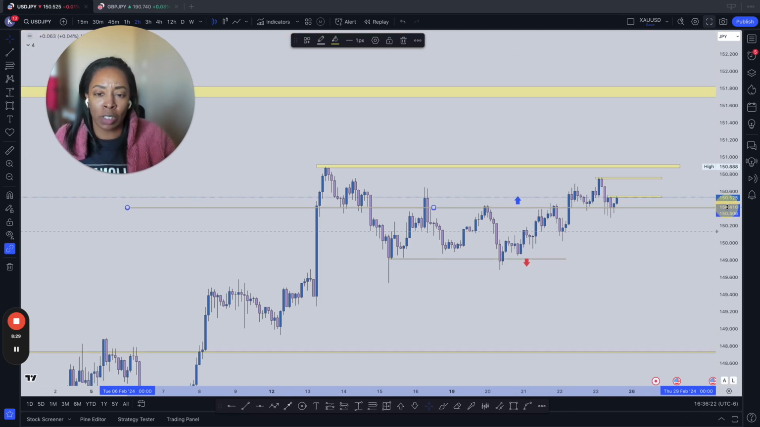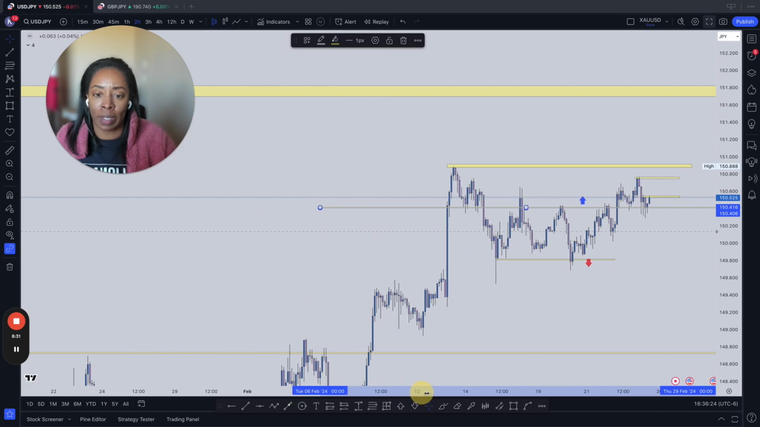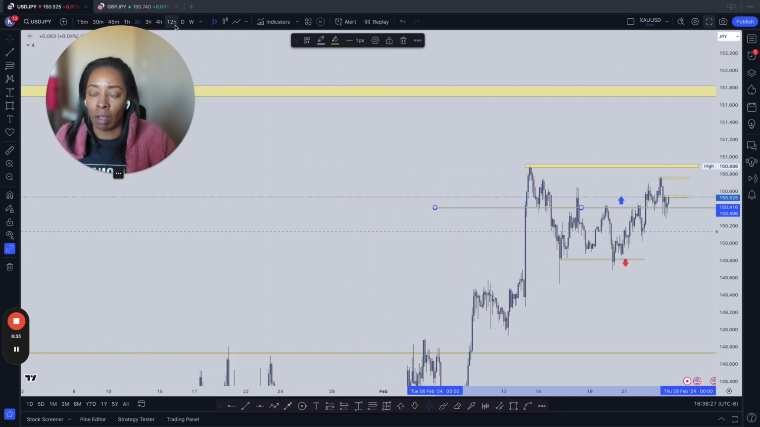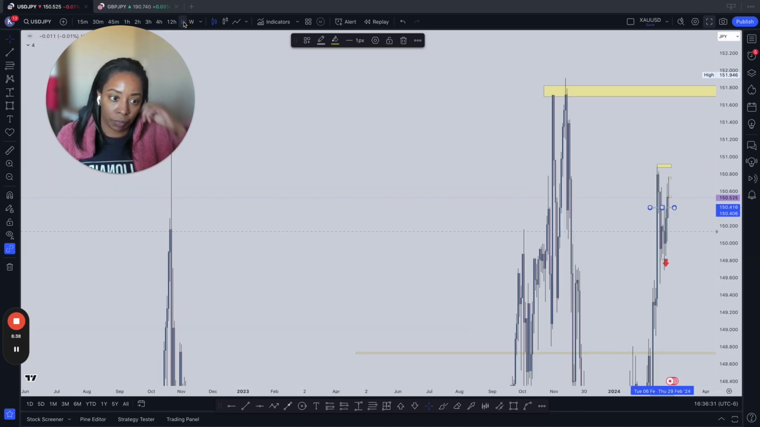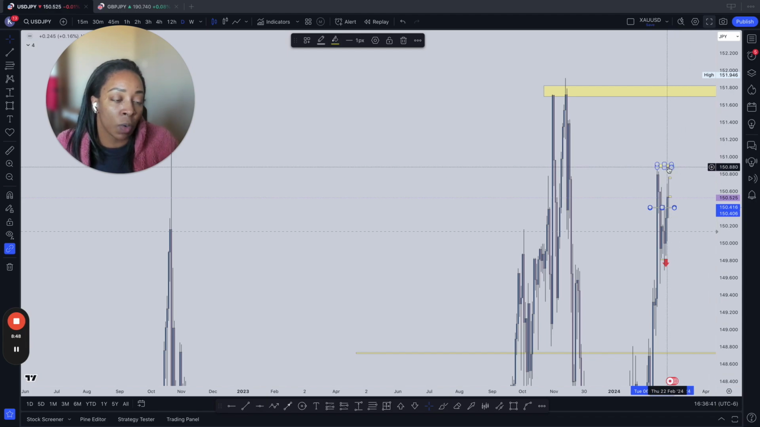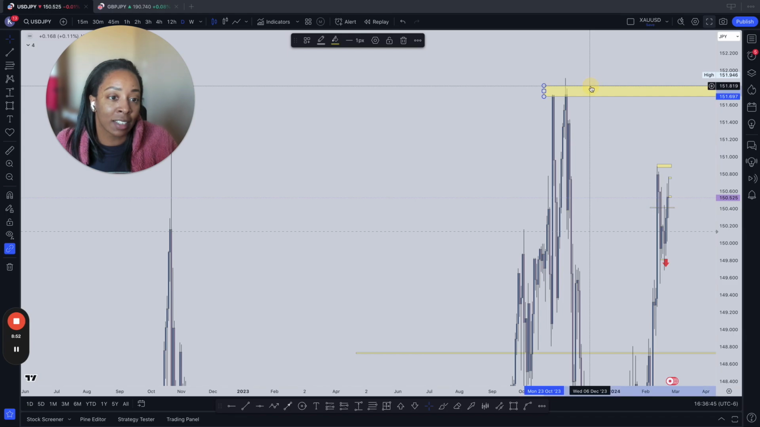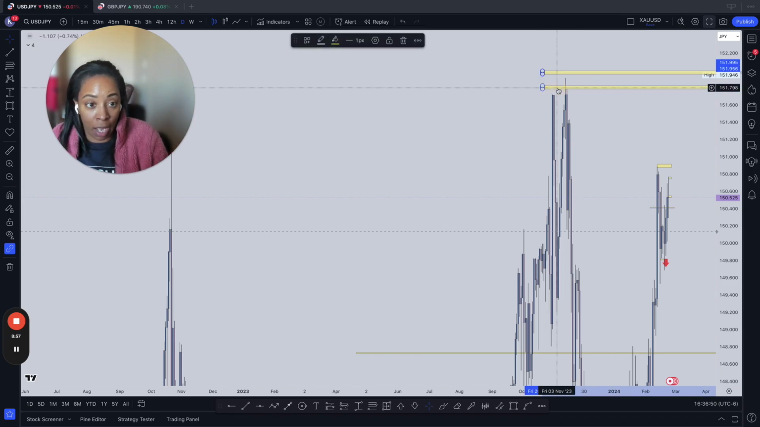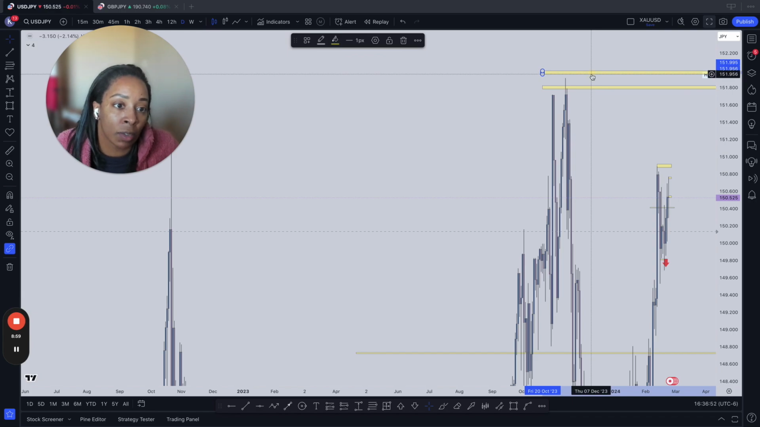And actually, let's just zoom out a little bit so that we can see other levels. So let me go back to the daily. Okay, so we can see that the market is closed now, but price is currently at 150.525. The next level is that level that we have marked off, and then the next level is actually a little bit higher. So let me copy this, because I see another level right here.